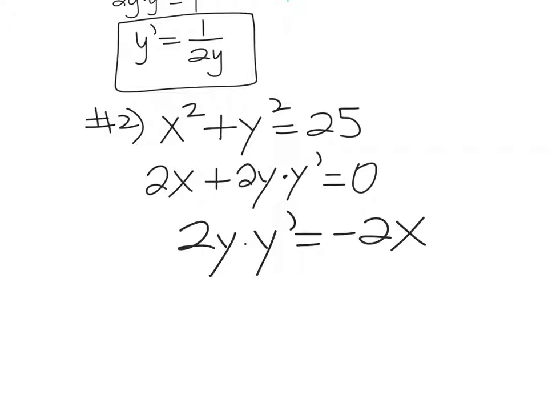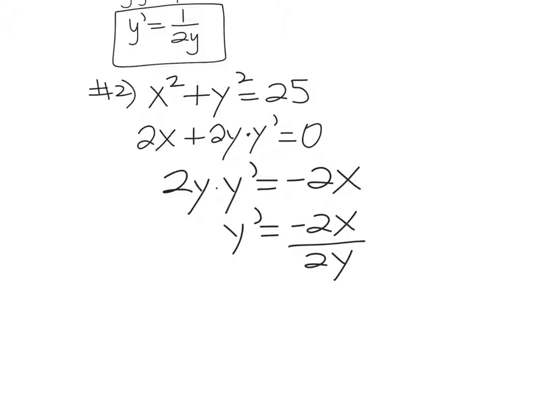So subtract 2x to the other side, and then divide both sides by 2y. I get negative 2x over 2y. And so then the derivative would be negative x over y.